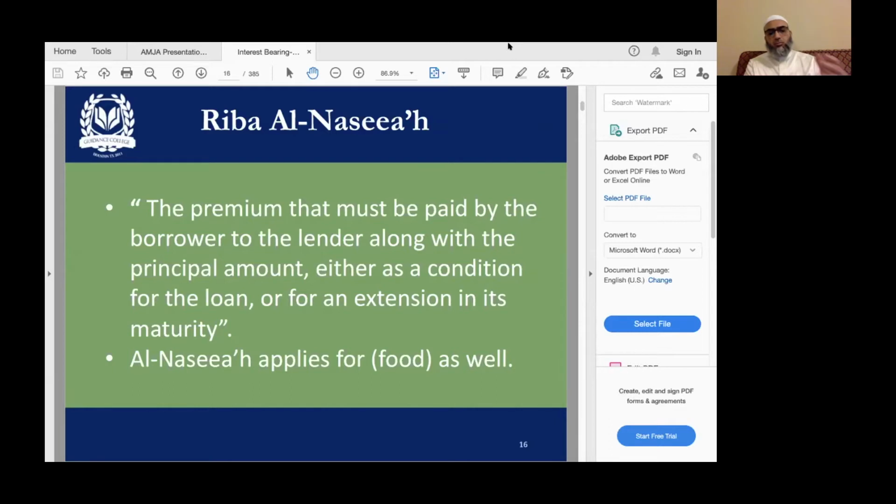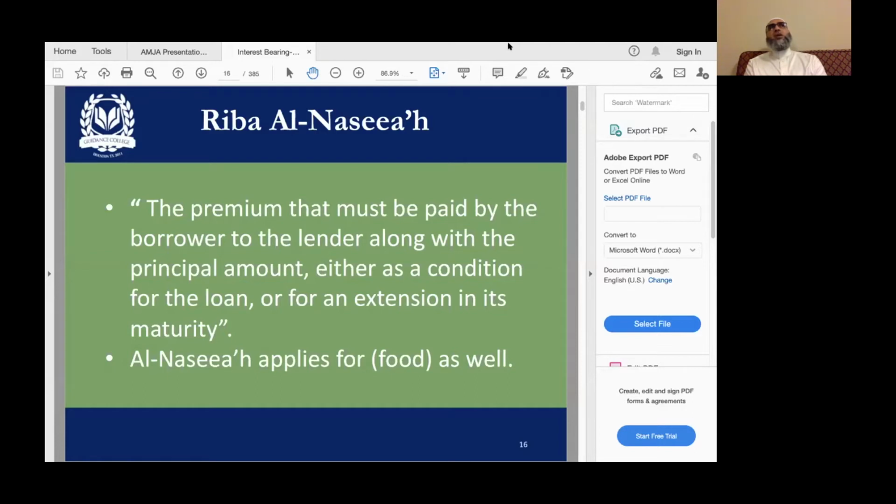Upon that, Allah subhanahu wa ta'ala revealed the ayah that completely and permanently prohibited riba. Riba referred to in this particular ayah is riba nasiya, which is the premium that must be paid by the borrower to the lender along with the principal amount, either as a condition for the loan, or for an extension in its maturity. That is the most severe category of interest, which is agreed upon in its prohibition.